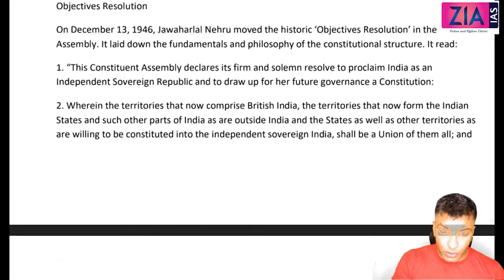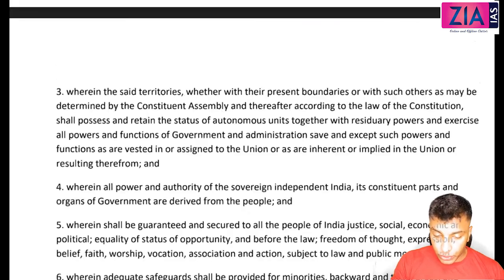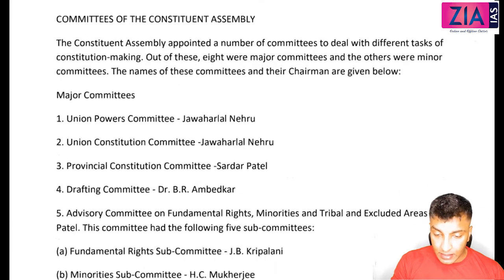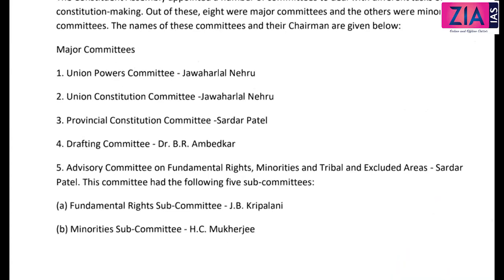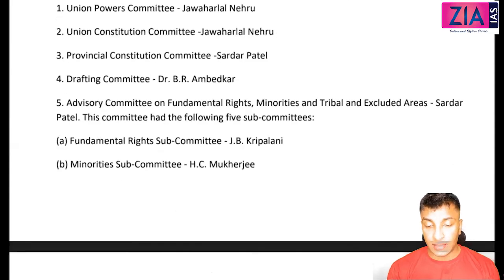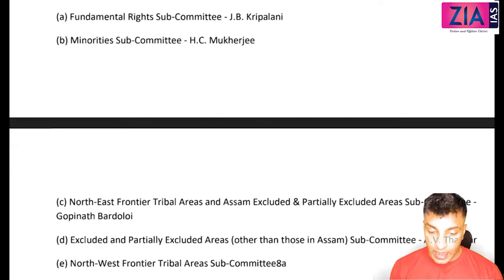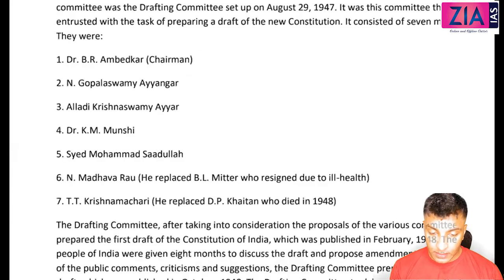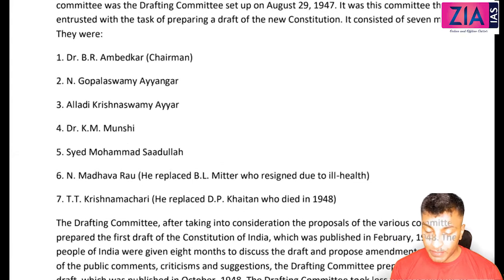Now next I will discuss the objective resolution, but before that you can even go through the major committees, like you can see here. So these are the major committees. Just go through this. At least you just need to know who was the head of each. Okay, and then this is the drafting committee, 7 members. You need to know the 7 members. Okay, don't forget these names.